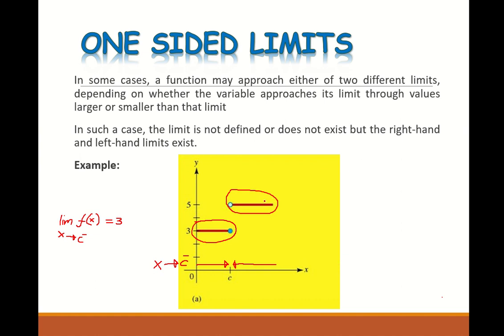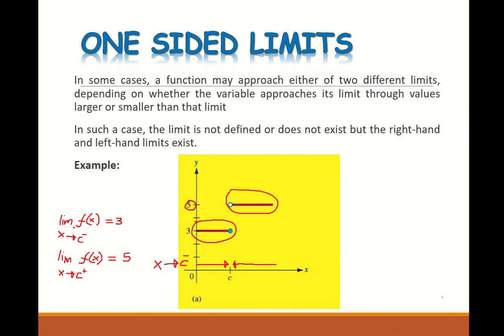Now, considering this other part, we have the limit of f of x as x approaches C, but this time it's coming from the right, so we have positive. Positive means coming from the right. So what is the value? If you look at this picture, coming from the right, the limit is equal to 5. So both limits exist.